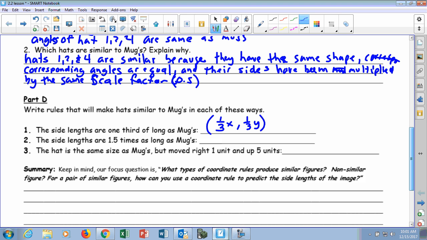Yes? Okay. What if the side lengths are 1.5 times as long as Mug's? What would that rule be? Aiden. Yep. 1.5x and 1.5y. Right, we're multiplying. Now, what if the hat is the same size as Mug's, but it's moved right 1 unit and up 5 units? What would that rule be? Aiden? So what are we doing to the x if we move it to the right? We're adding 1 to it. Good. And then what are we doing to the y if we move it up 5 units? We're adding 5 to that. So that would be the rule for that one.